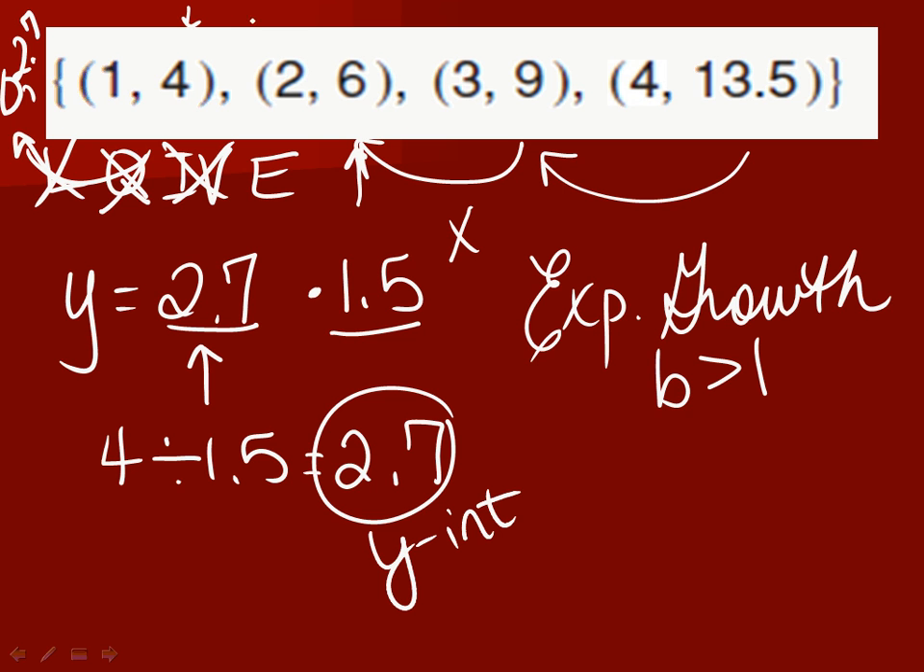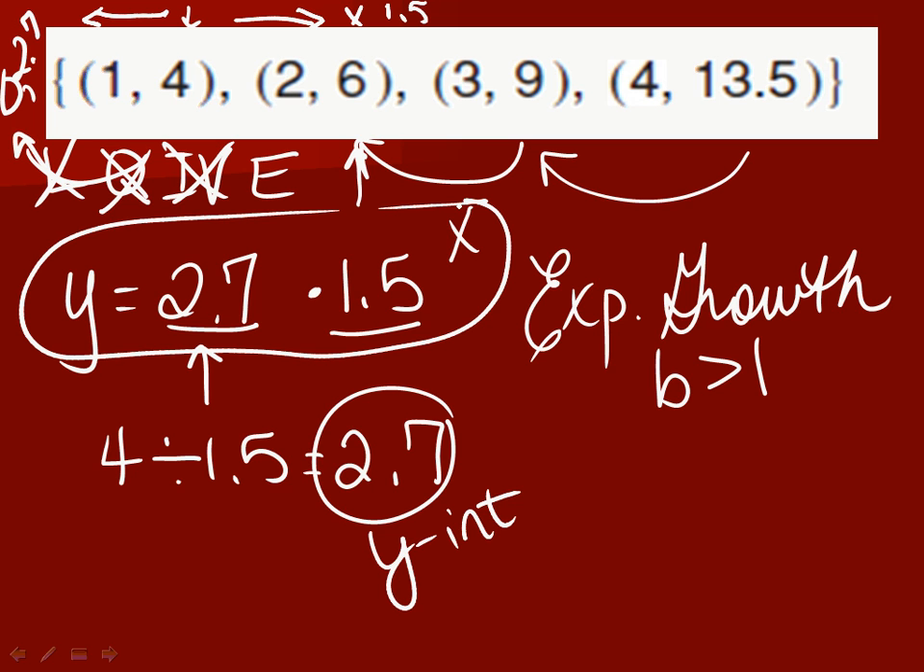When I'm moving forward in my table, what am I always doing? Multiplying by 1.5. But when I go backwards in my table, I'm dividing by 1.5. Why do I want to go backwards anyway? To find the y-intercept. Okay, so this is my final answer.